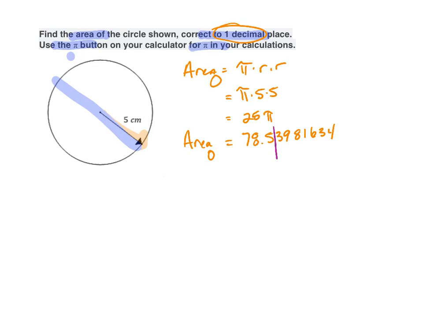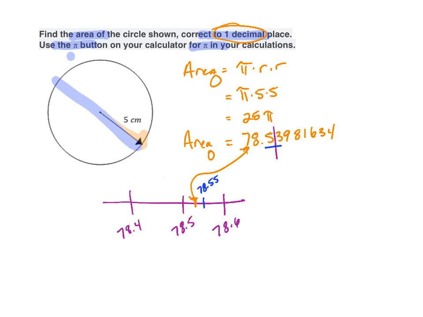Okay, so again, if I'm rounding, I'm going to be looking at the number line and saying I'm either going to have 78.4, or 78.5, or 78.6. I want to know which one it is closest to. I look, this is 78.55, and I have 78.539. So that means my number sits right about here. That's where this number sits. So it's closest to 78.5.